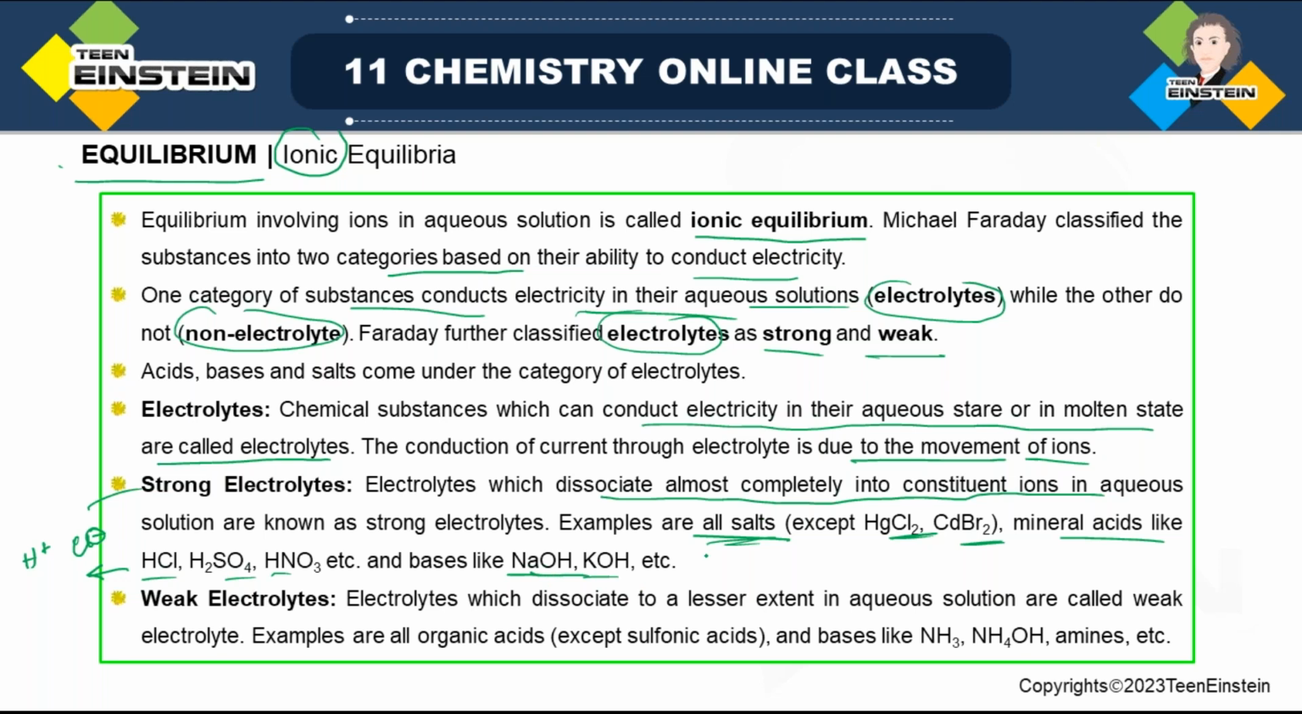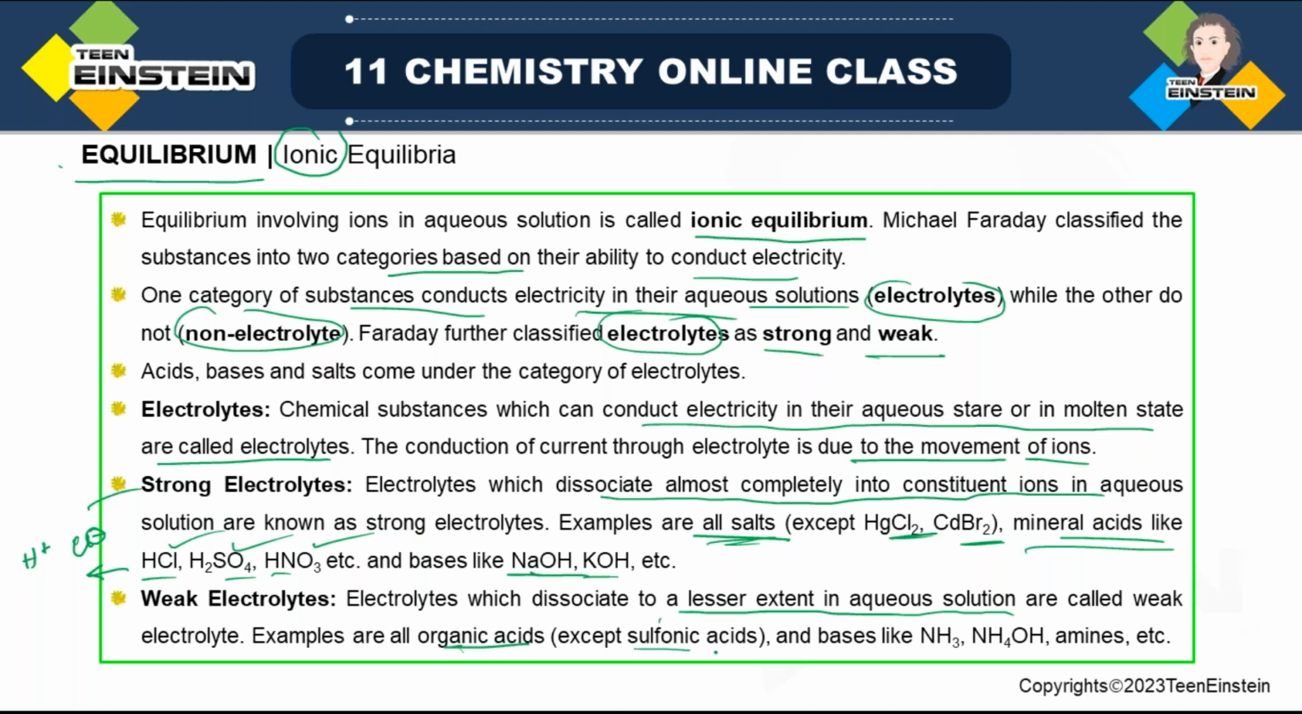What about weak electrolytes, which dissociate to a lesser extent in aqueous solution? They are called weak electrolytes. Examples are all organic acids. Here you have seen mineral acids, or you can call them inorganic acids. So these acids are basically inorganic; in inorganic chemistry we see this type of acids. But organic acids, where carbon and hydrogen will be there, are basically in the weak electrolyte category.